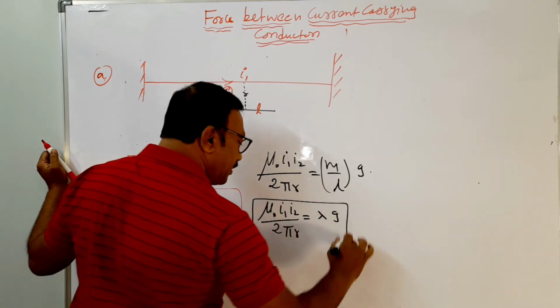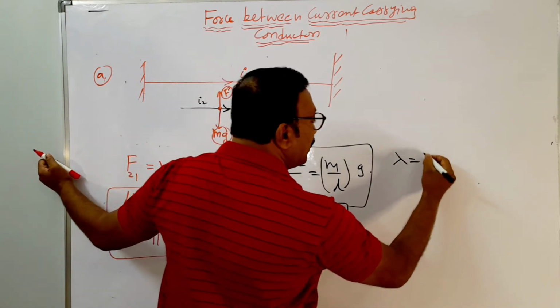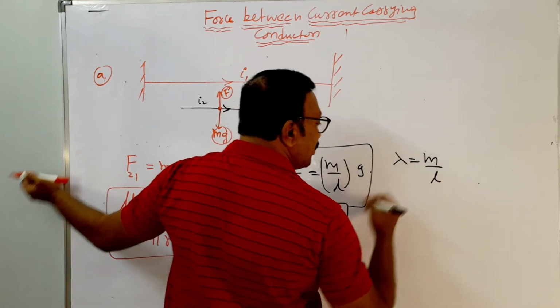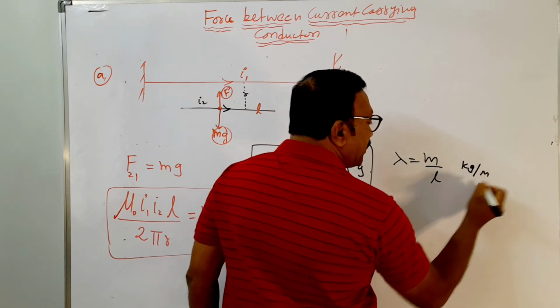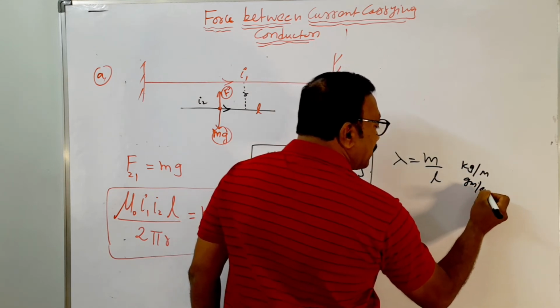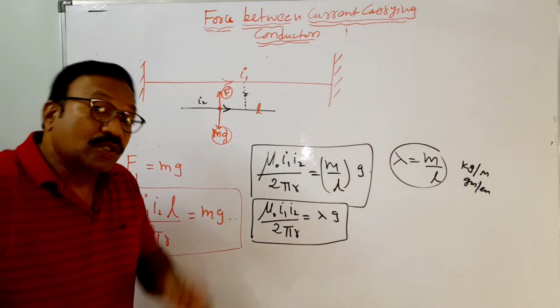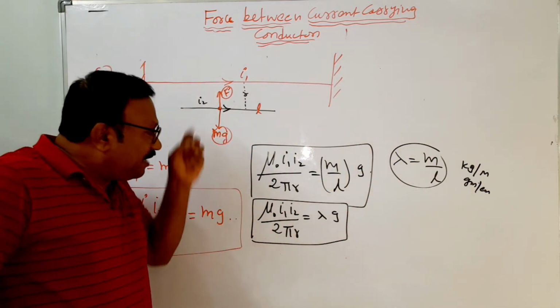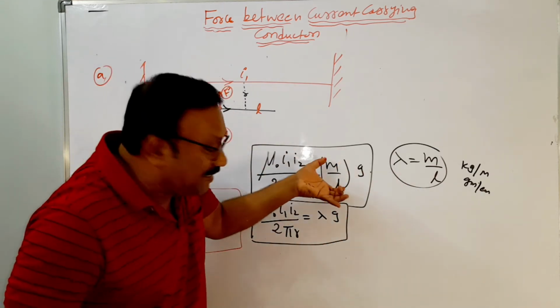into g. What is lambda here? Lambda is nothing but linear density, which is known as mass per unit length. Its units will be kg per meter or gram per centimeter. That will be given in the problem. So in the problem, for the hanging wire, he will give linear density. Substitute that linear density here.